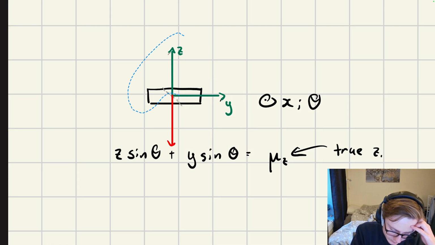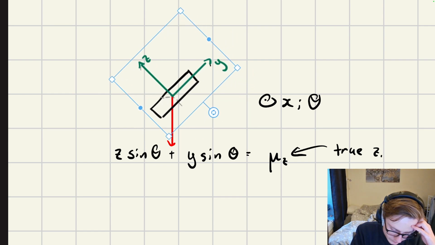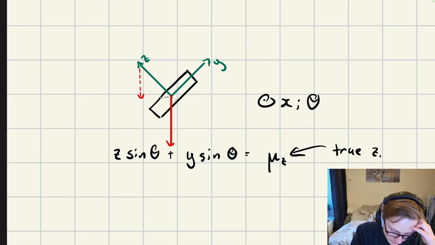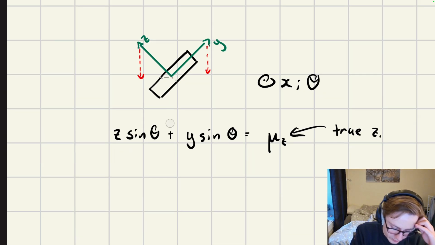If we tilt it, the true value will be the same, and it will measure this in the set component and this in the y component. Yes, I think this is actually correct. Yeah. Okay.